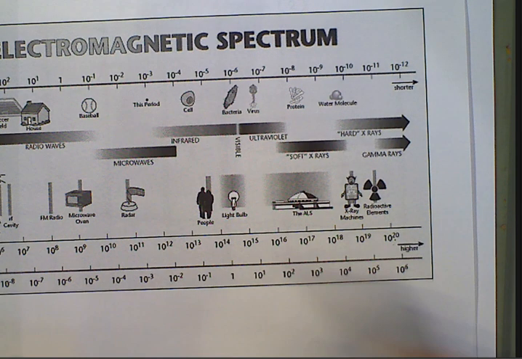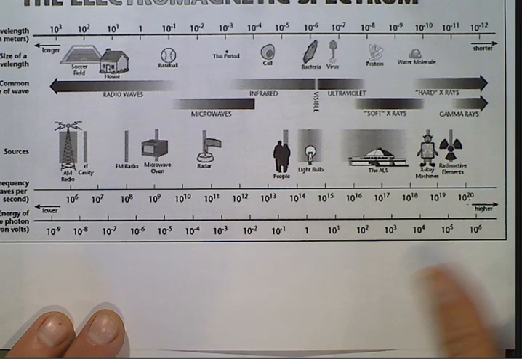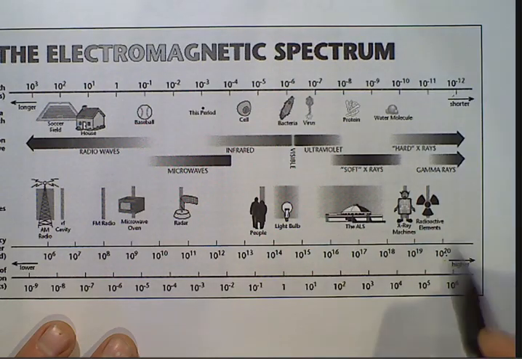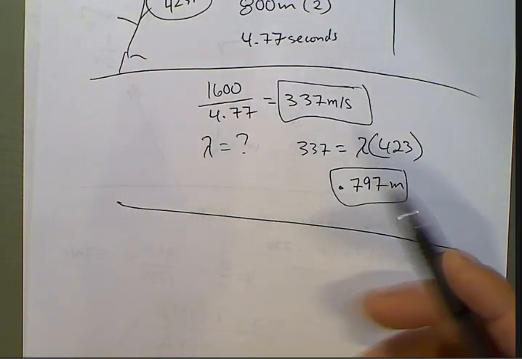So you can see energy right down here, we've got this scale for energy at the bottom. So basically, as wavelength gets smaller, energy goes up, and as frequency gets bigger, energy goes up. So that's the correlation between energy and frequency.